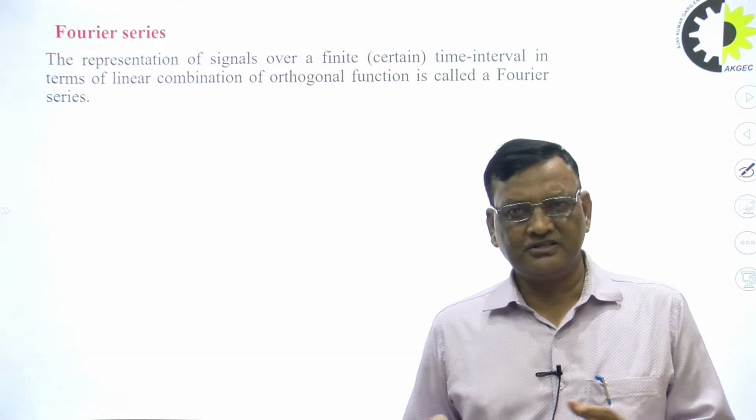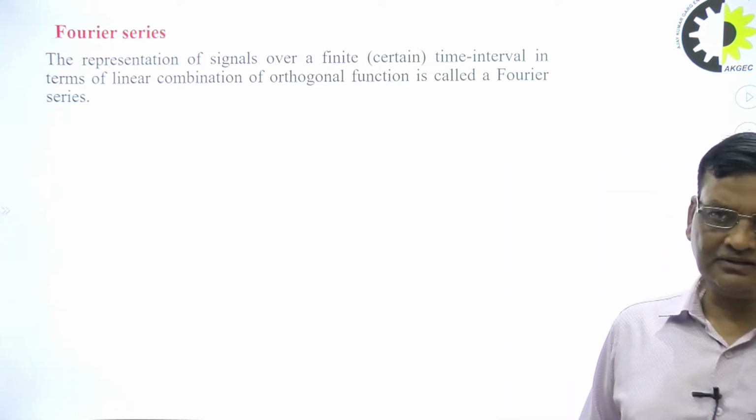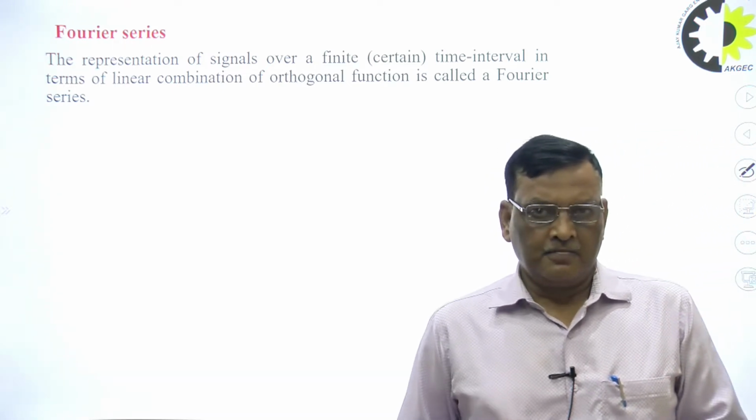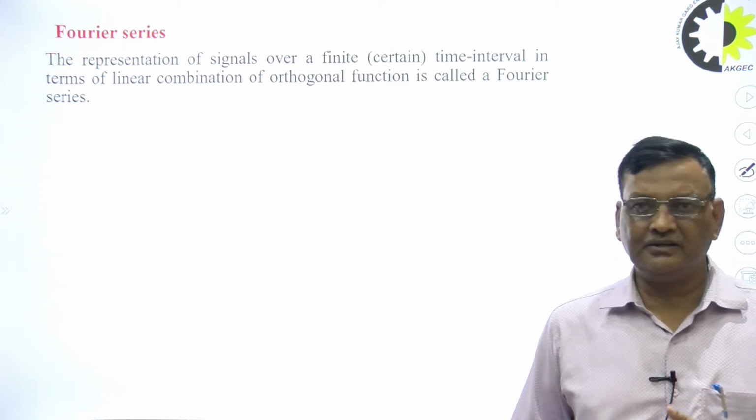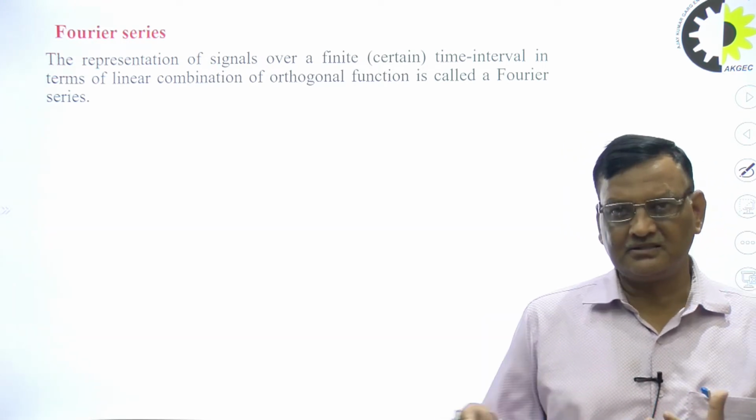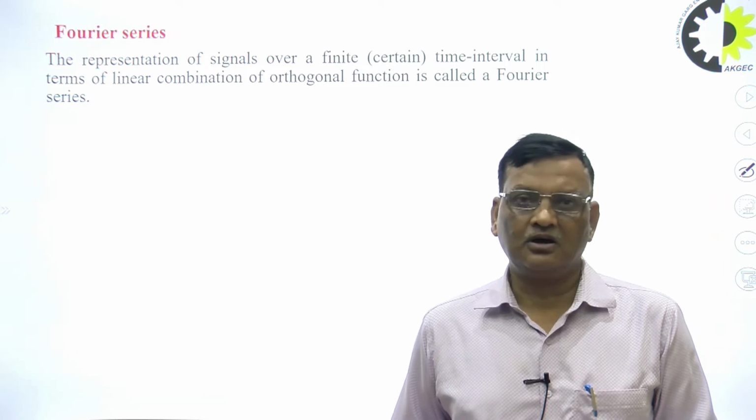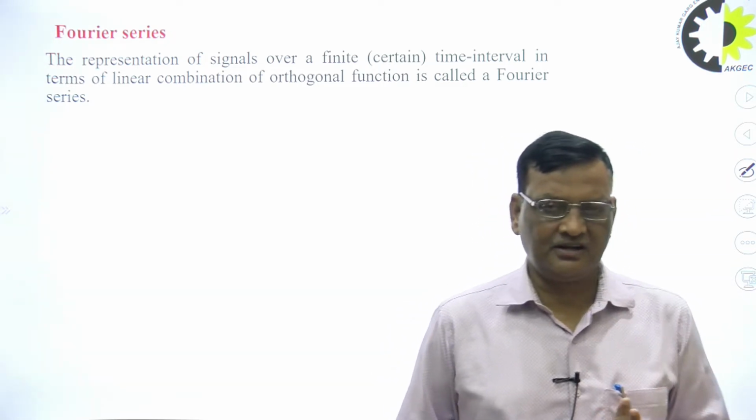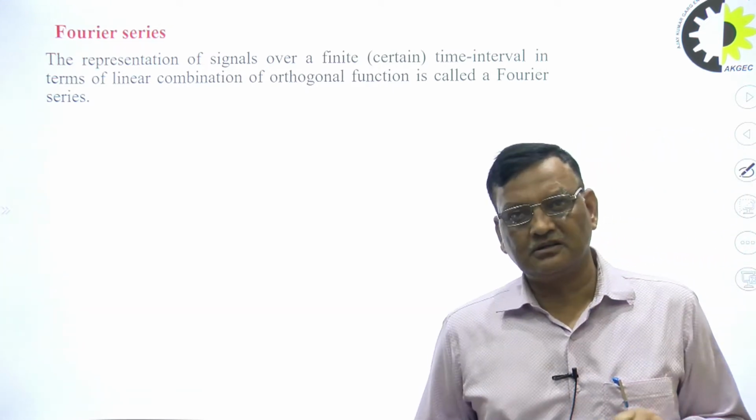Basically, Fourier series is the representation of a signal over a finite time interval in terms of a linear combination of orthogonal functions. What is an orthogonal function? Suppose there are two functions, say f1(x) and f2(x). If we take the integration of f1(x) and f2(x) over a finite time interval, and if the integration is 0, then these two functions are called orthogonal functions. For example, sin theta and cos theta are orthogonal.